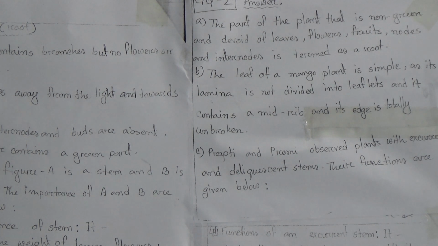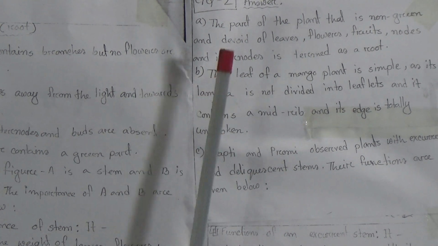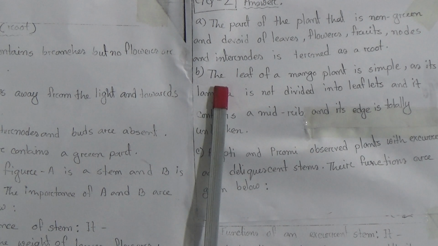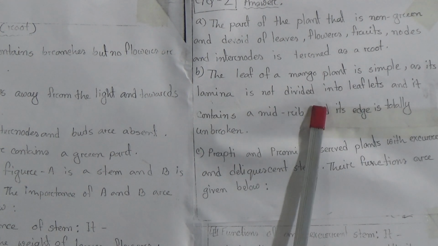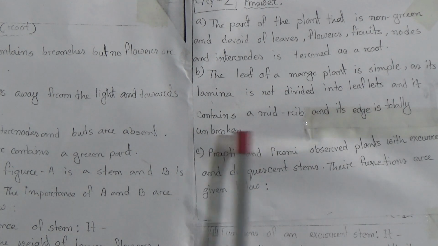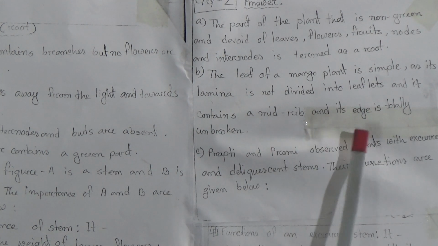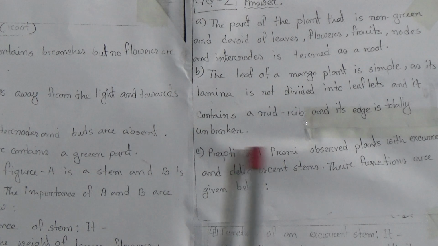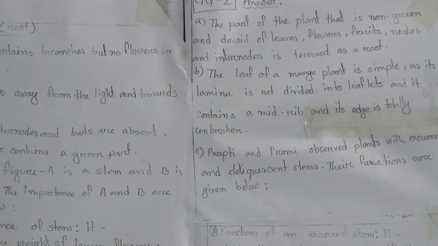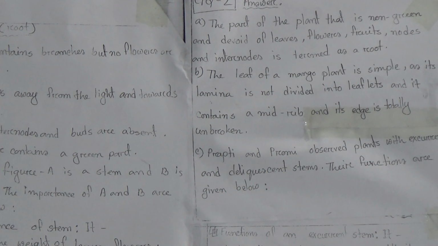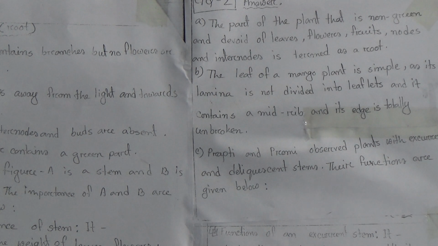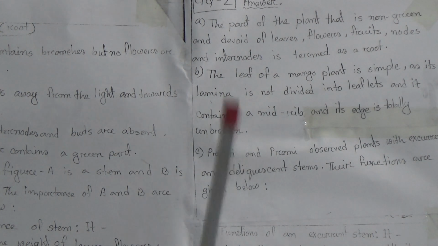Dear students, describe the type of mango leaf. The leaf of a mango plant is simple as its lamina is not divided into leaflets and it contains a midrib and its edge is totally unbroken. Now come to question number C, describe the functions of the stem that Prapti and Promi saw.